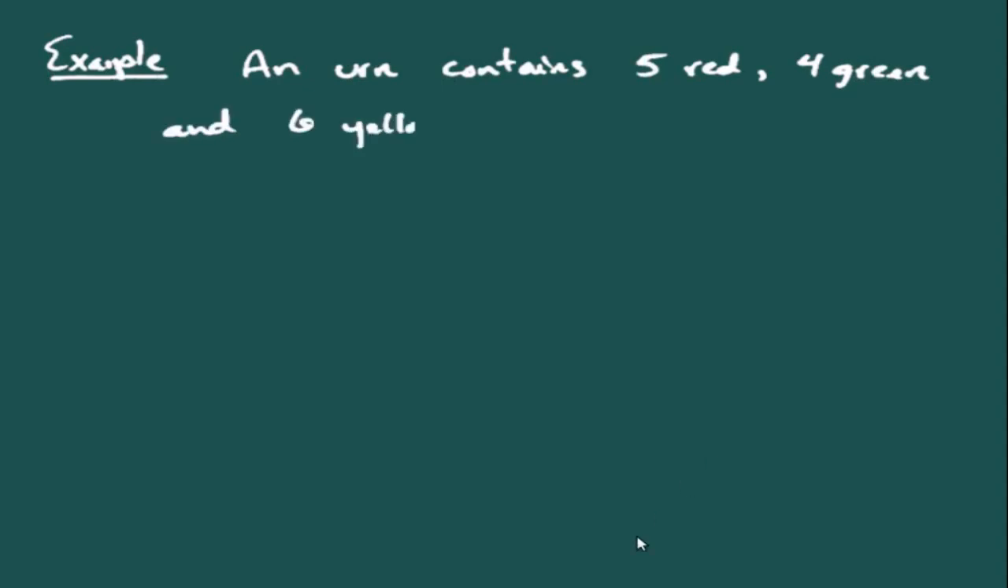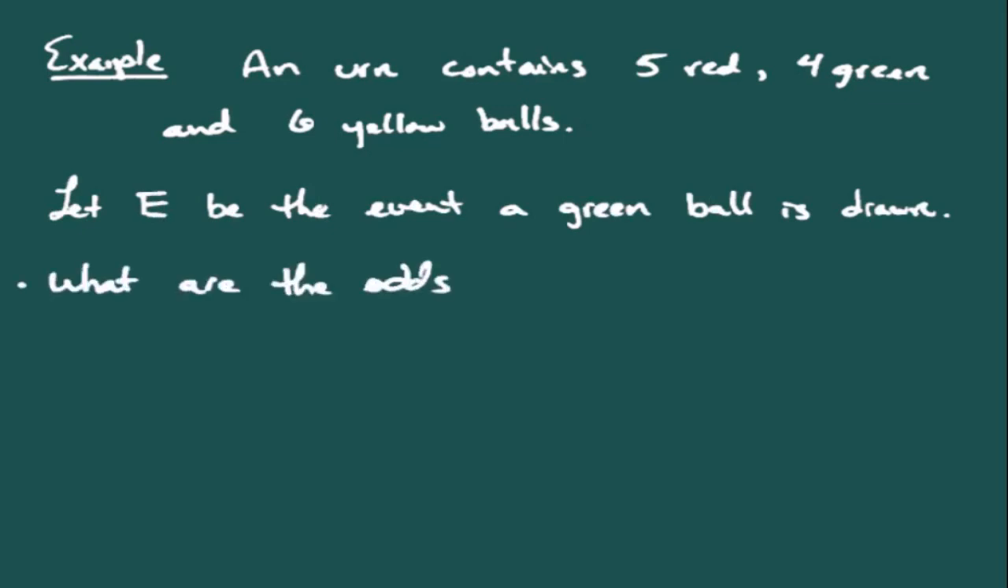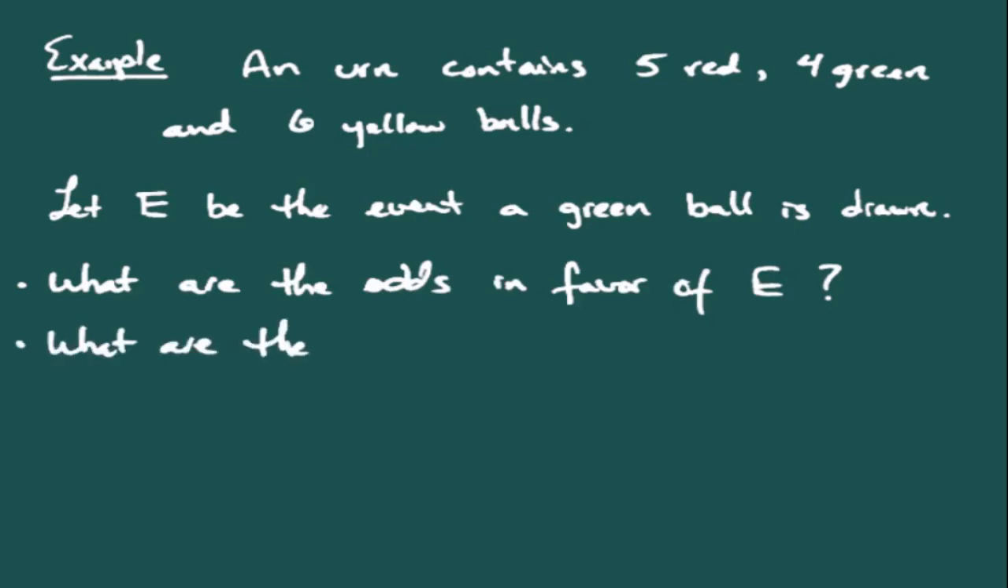So suppose we've got an example where we're drawing balls out of an urn. And inside this urn, we've got 5 red balls, 4 green balls, and 6 yellow balls. If we let E be the event that we draw a green ball, then we can ask 3 questions. What are the odds in favor of E? What are the odds against E? And what is the probability of E happening?